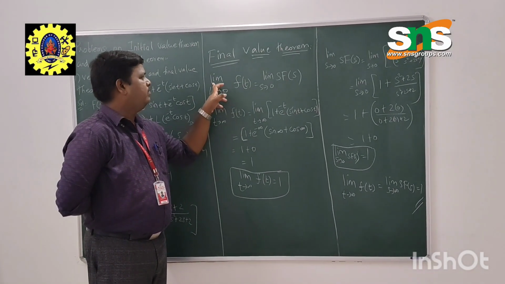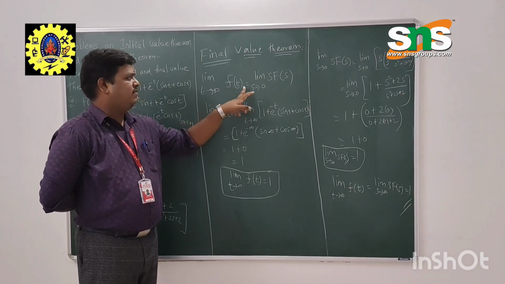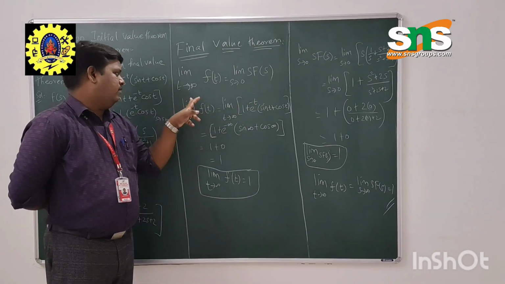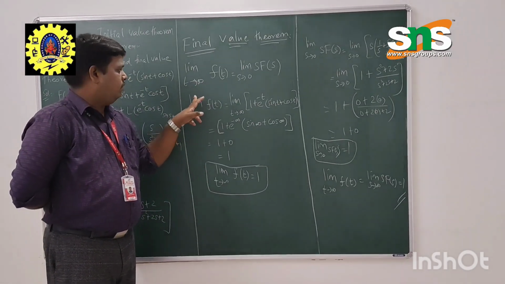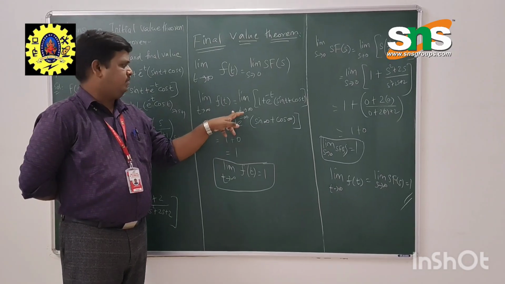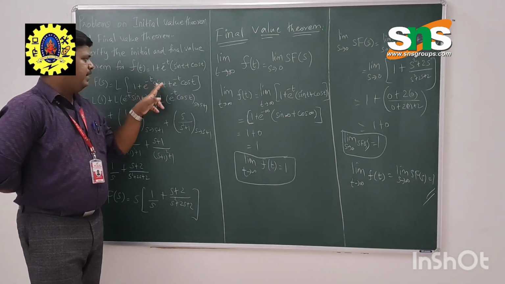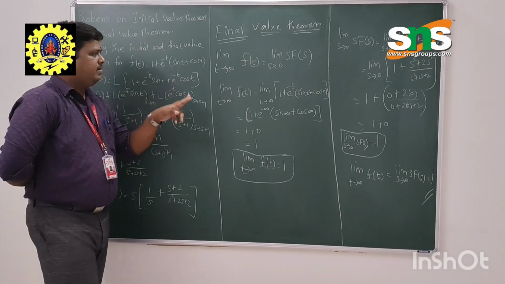The final value theorem condition is limit t tends to infinity, f of t is equal to limit s tends to 0, s into f of s. First we take the left hand side. So limit t tends to infinity, f of t is equal to limit t tends to infinity of 1 plus e power minus t into (sin t plus cos t).